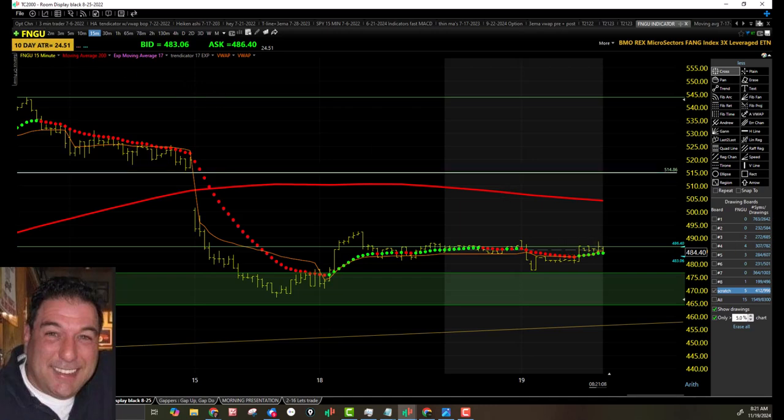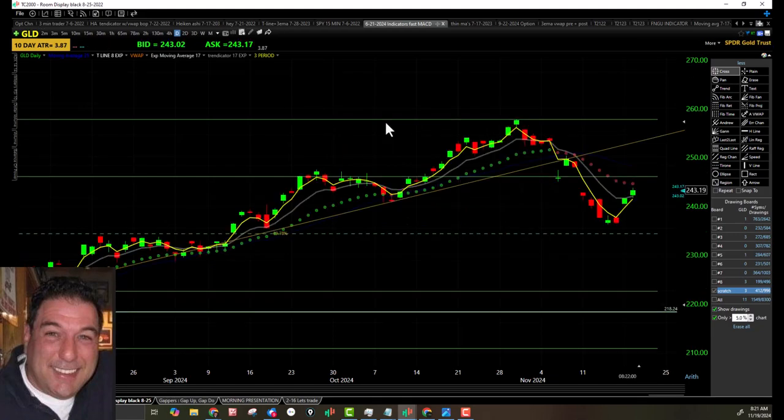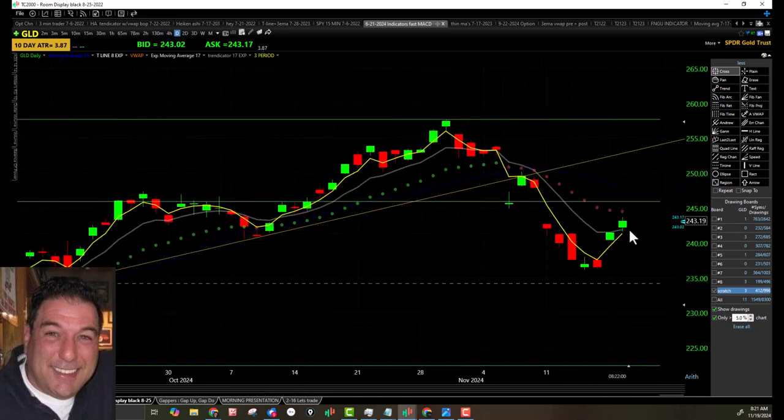Let's take a look at a few sectors now. All right, we'll go ahead and hit this, and we want to look at a few sectors. All right, first sector, let's look at precious metals. Here's gold. All right, so there's gold price action.